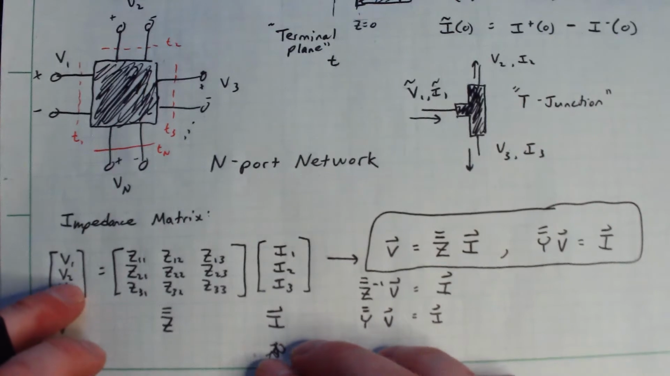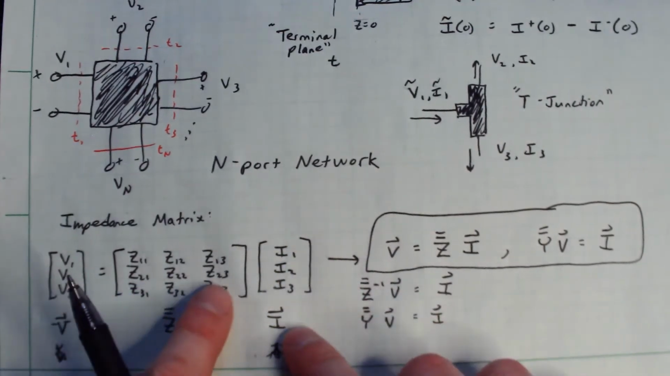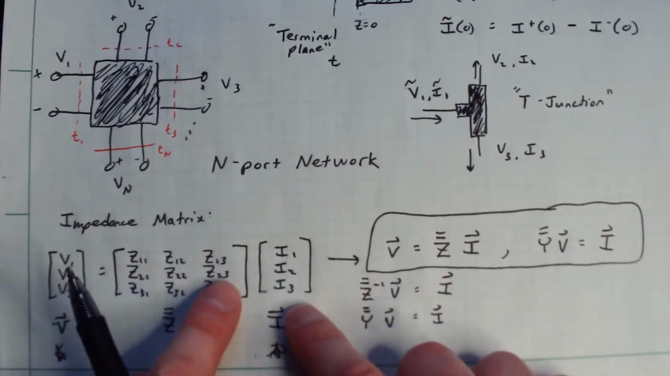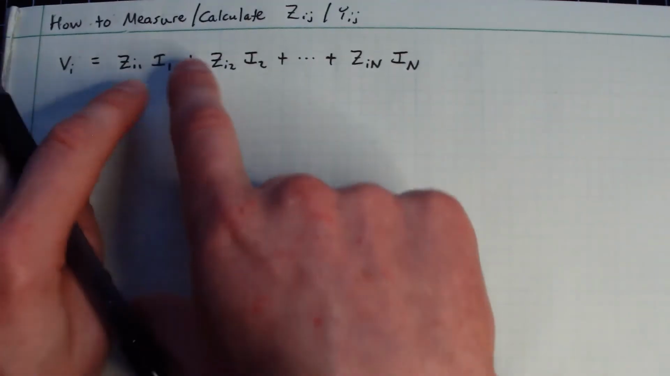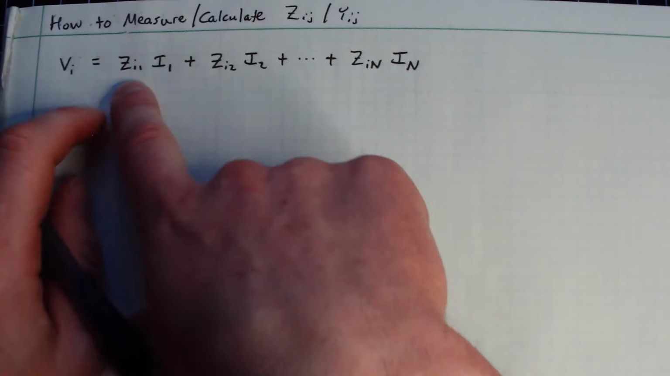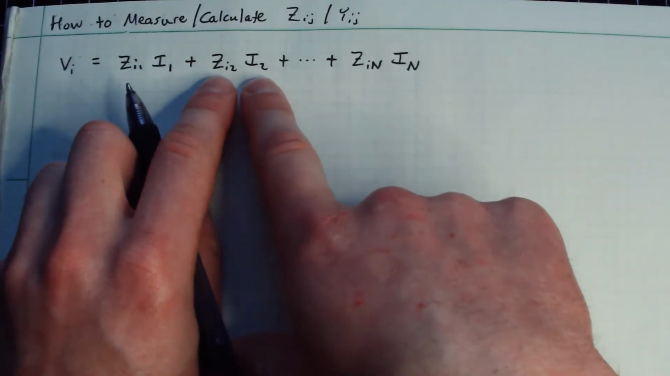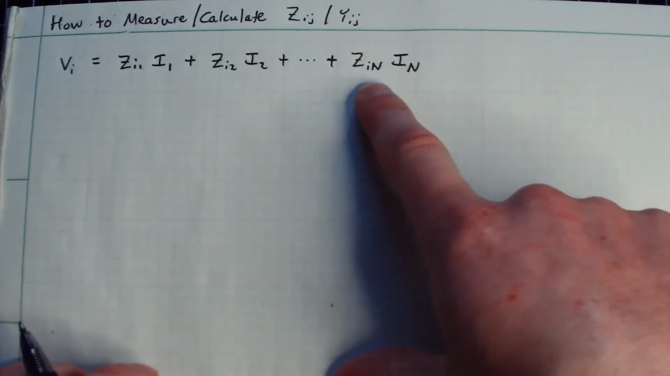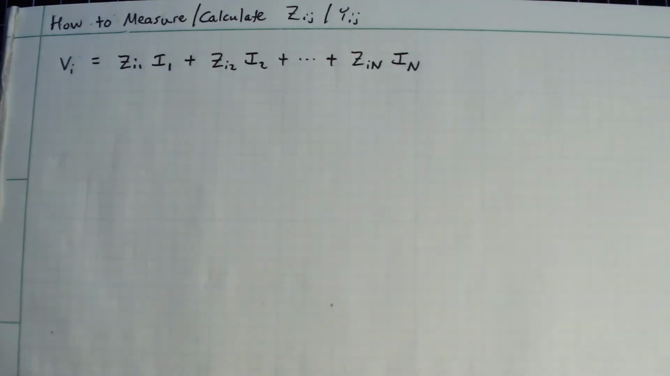So if I were to say V2, you do the row column scan like this. It would be Z21 times I1 plus Z22 times I2 plus Z23 times I3. Or if I go down to the ith, you do that same thing: Z sub i1 times I1 plus Z sub i2 times I2, and then Z sub in times I sub n. So don't confuse the little i with the big I. It's that same sort of row column scan happening on a particular row.